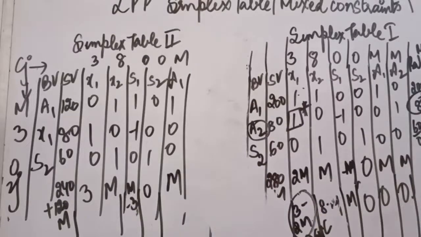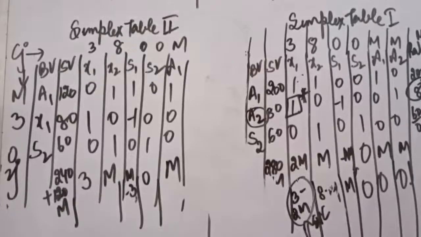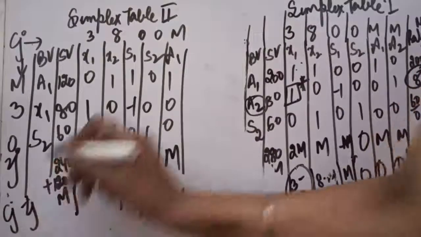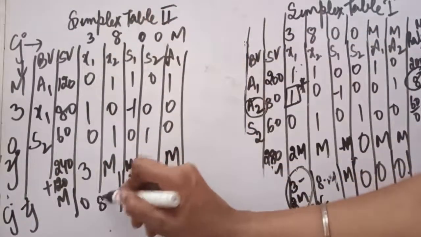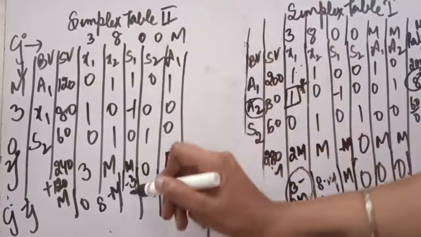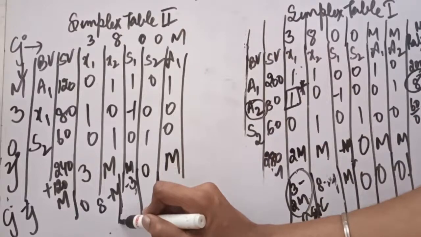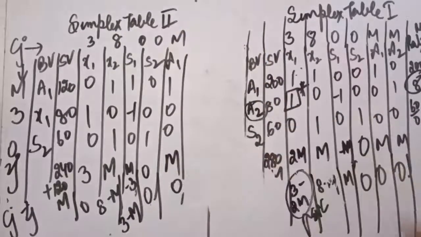Then we will see Cj minus Zj. For calculating Cj minus Zj, (3 minus 3) will be 0. 8 minus m will be 8 minus m. So this will become minus m plus 3, or we can say 3 minus m. This will be 0, this will be 0.